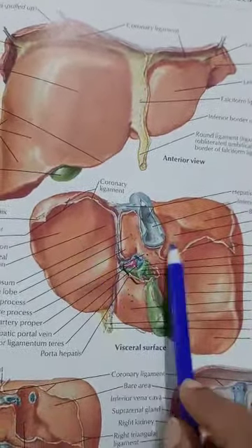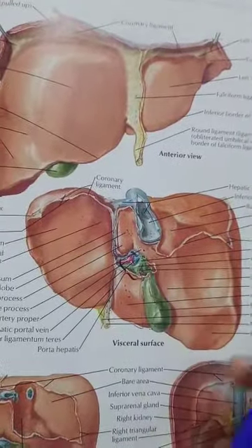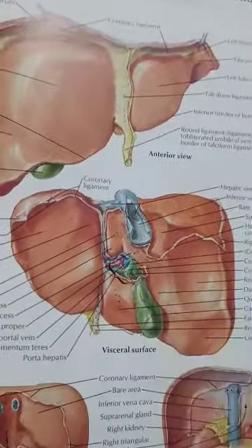In addition to the right and left lobes, we can see two small lobes in the liver, in the right lobe.